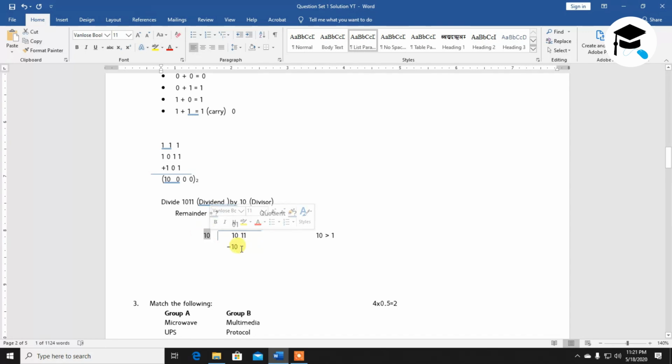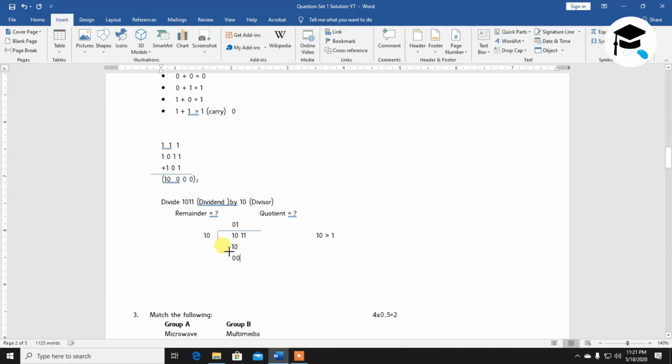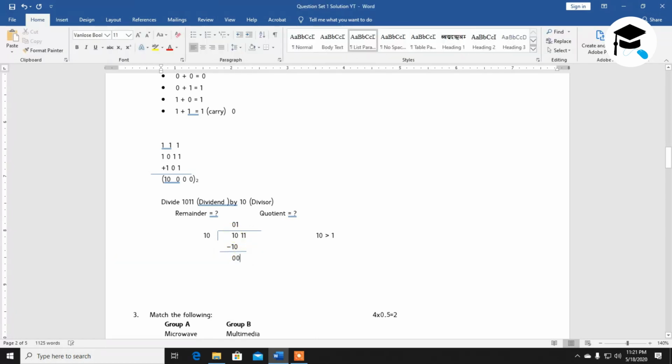Now 1, 0 is equal to 1, 0. At least we can divide by 1. So 1, 0, 1, 1, 0. Now let's subtract this. Okay, when 1, 0 is subtracted from 1, 0, the result will be 0, 0. Let me bring one shape here as well. This 2 has been subtracted.